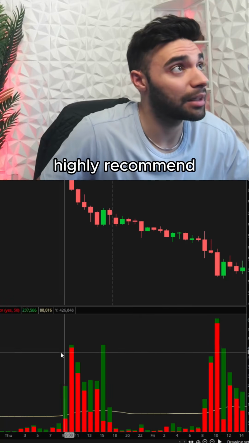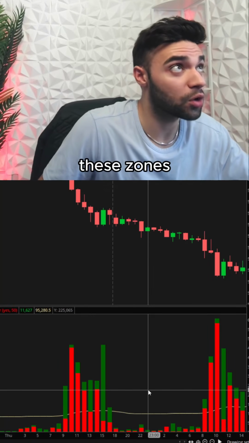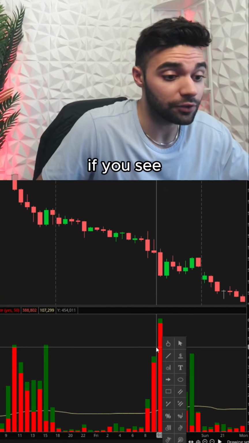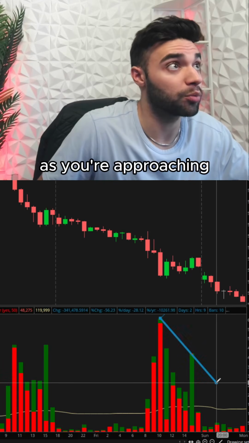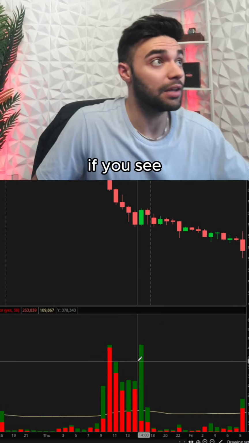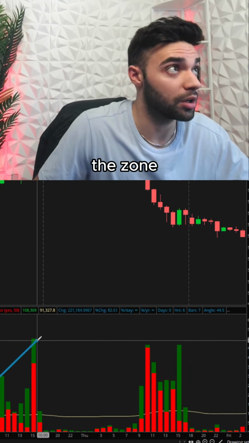Something I can highly recommend you guys pay attention to when you're approaching these zones to avoid fake outs is the volume. If you see volume significantly die out as you're approaching a zone, you can expect a bounce. If you see volume pick up as we're approaching a zone, you can expect a break.